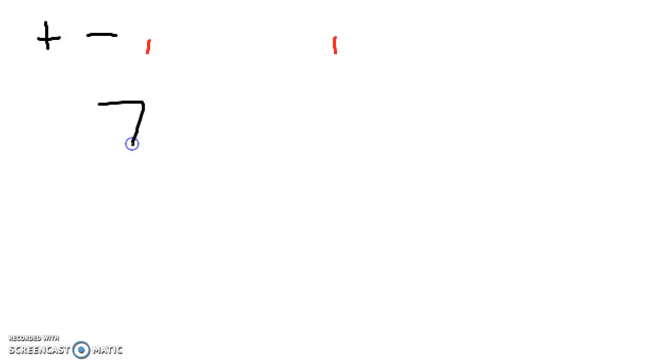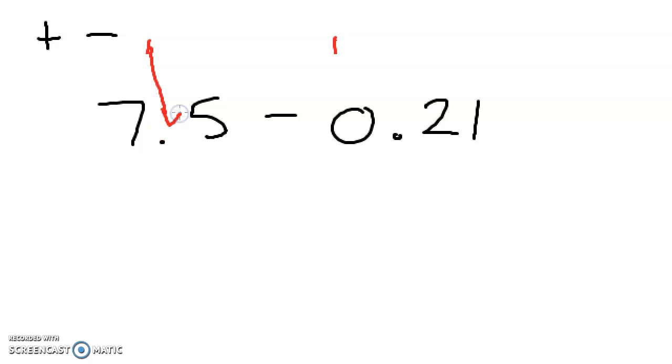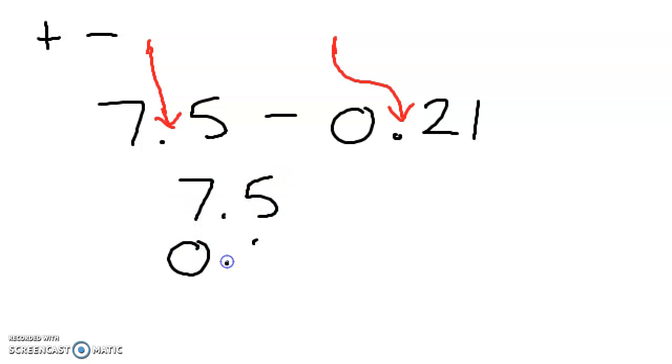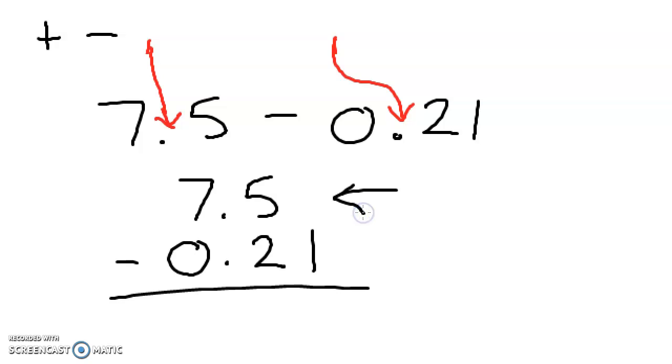All right, so let's do 7.5 minus 0.21. Again, you must line up the decimal points. When we are lining it up, that is what it's going to look like. Again, since there is no number initially right there, you can insert a 0 as a placeholder before you actually begin your subtraction.